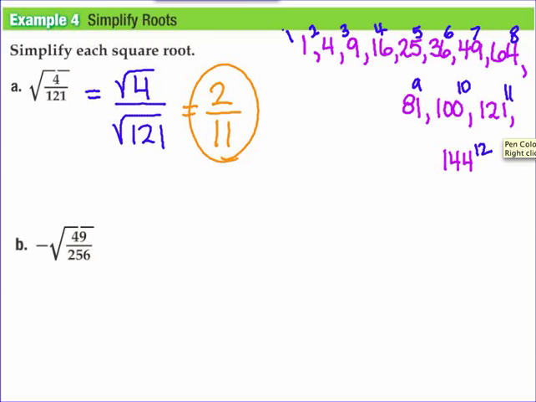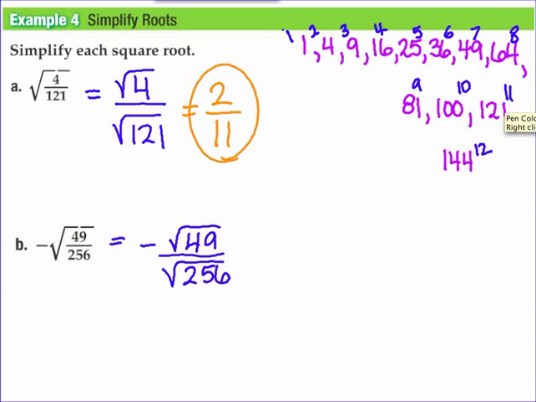What does that negative sign up front do? Makes the fraction negative. That's all it does. So all you have to do is write it. So I have root 49 over root 256. Okay, what is the square root of 49? 7. So remember I need my negative sign, 7.